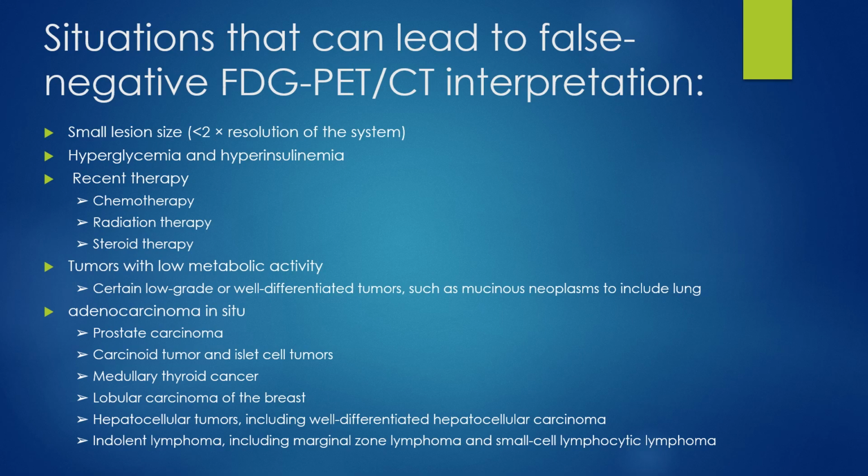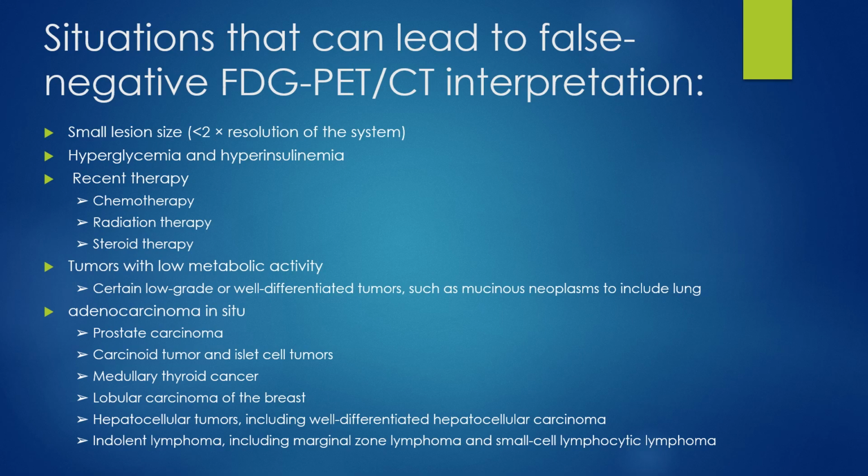These are certain low-grade or well-differentiated tumors, such as mucinous neoplasms that include the lung adenocarcinoma in situ, prostate carcinoma, carcinoid tumor and islet cell tumors, as well as medullary thyroid cancer, which are more neuroendocrine.